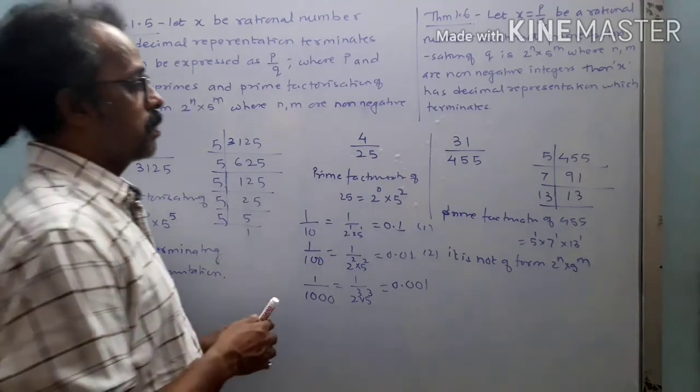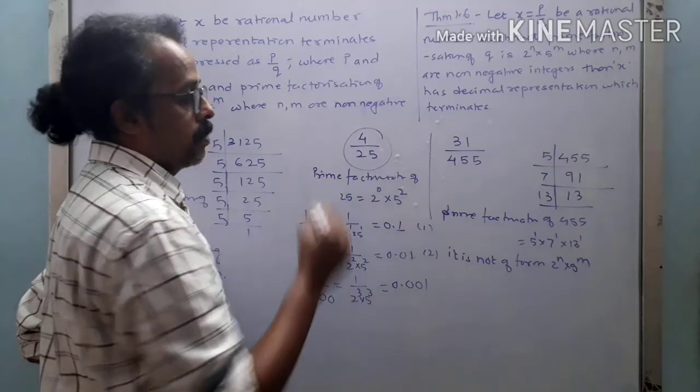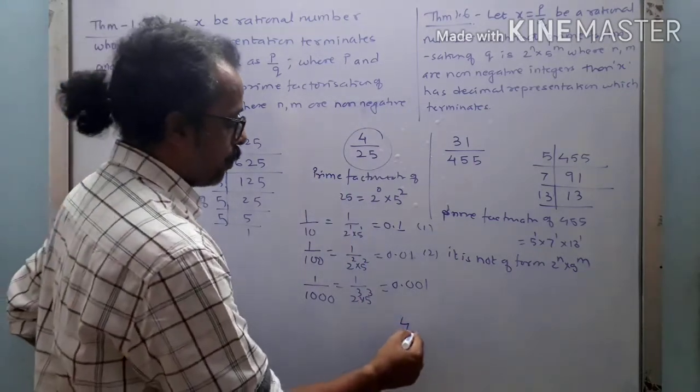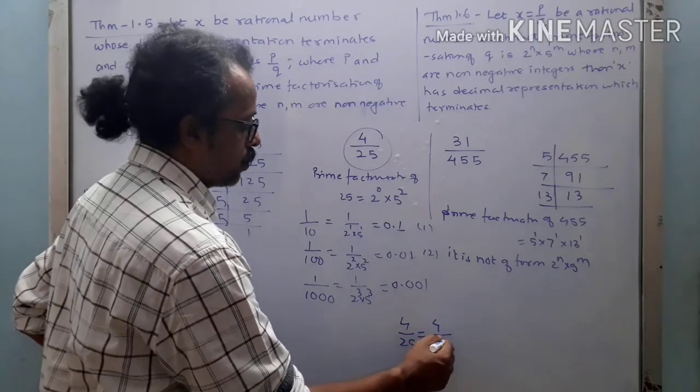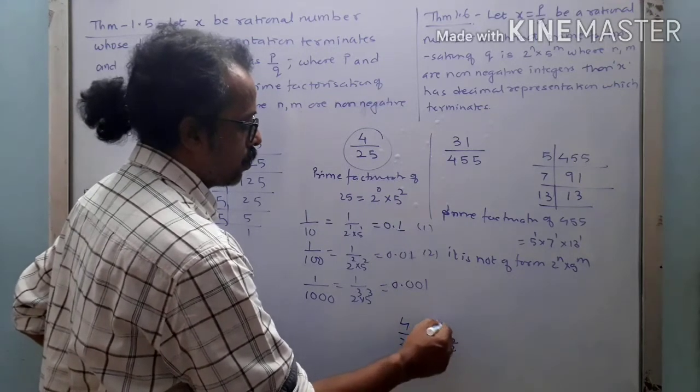Now you will ask me the question, sir, how are we going to write down the other decimal representations? For that, 4 upon 25, we can write it as 4 upon 5 raised to 2, into 2 raised to 2 and 2 raised to 2.